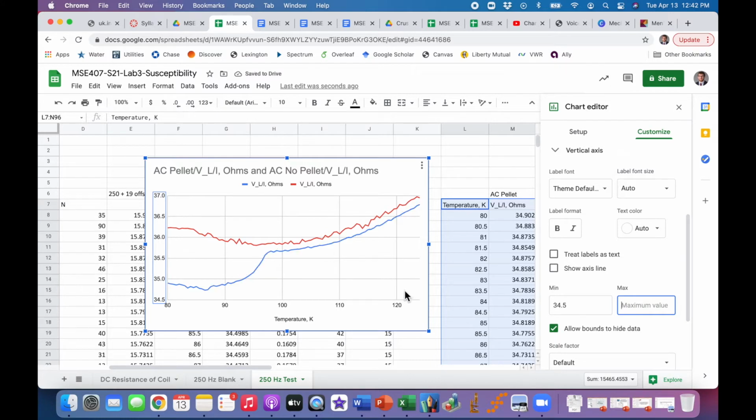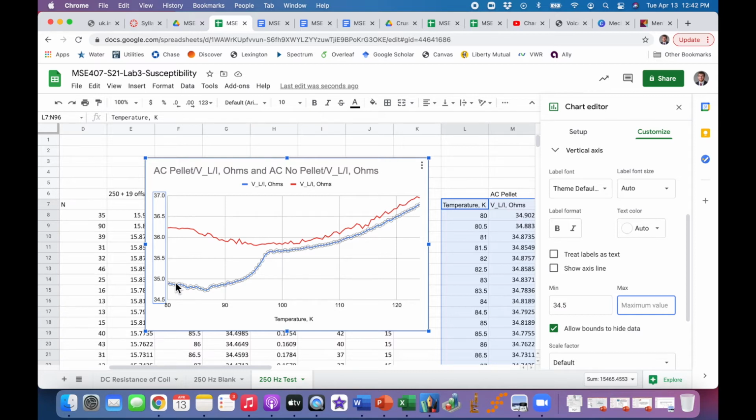And so here you see, kind of see what's happening, right? The red is the no pellet. So this is kind of the response, what it looks like without any pellet. That's just kind of looking at the inductance. And then you see the shape of it is identical in this position above 100, and then down here it's very similar as well. And then the difference you see is with the pellet, you see this drop, right? So this is the response of the superconductor.